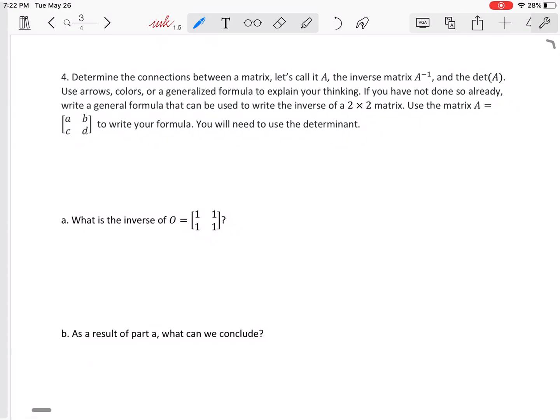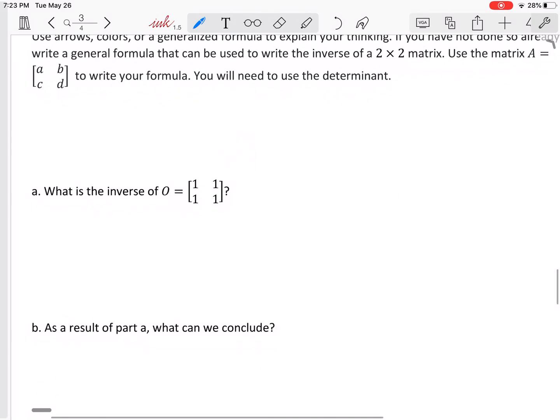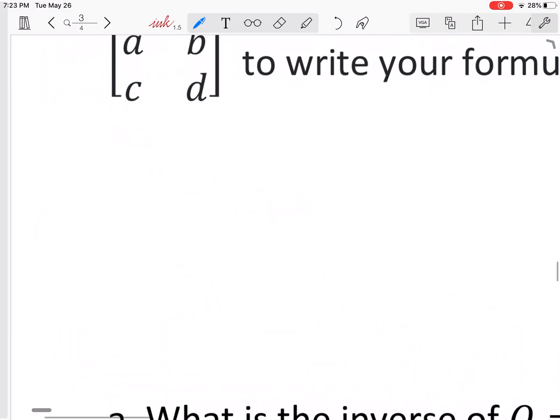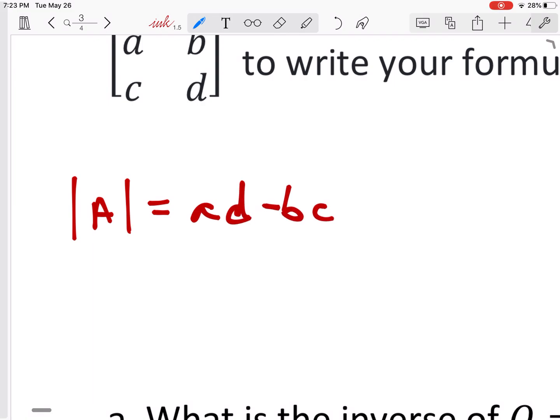Alright, last thing we want to do is determine these connections between a matrix, any matrix, we'll call it A, and its inverse matrix, A inverse, and the determinant. Use arrows or generalized formula. Really what I want to do is just come up with this generalized formula here. First thing, we need to know the determinant. So the determinant of this matrix we've already seen is A times D minus B times C.